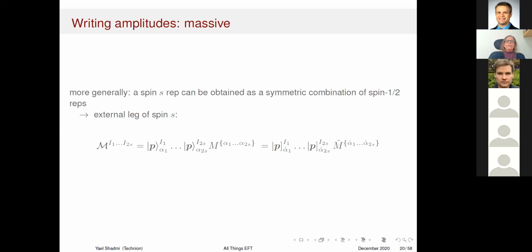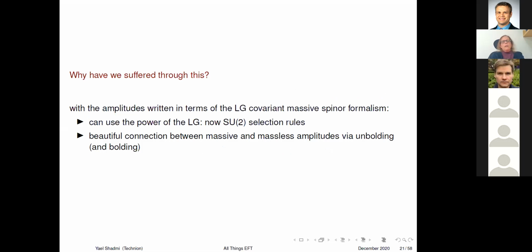Okay. More generally, you can write a spin S representation as a symmetric combination of 2S of these spinors. So why have we suffered through this? With the amplitudes written in this way, first of all, we can use the power of the little group. Now, instead of having U1 selection rules, we have selection rules coming from the SU2 little group. And there's also a beautiful connection between the massive and massless amplitudes via simply unbolding or bolding the spinors.